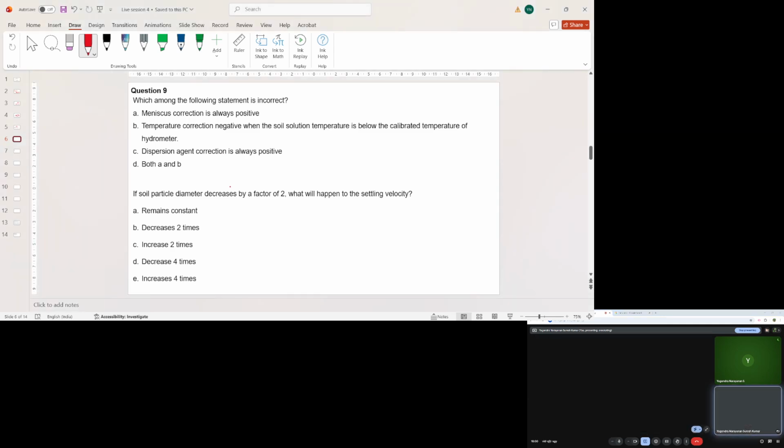Coming back to the next question. Which of the following statements is incorrect? Option A, meniscus correction is always positive. Option B, temperature correction is negative when the soil solution temperature is below the calibrated temperature of the hydrometer. Option C, dispersion agent correction is always positive. Option D, both A and B.